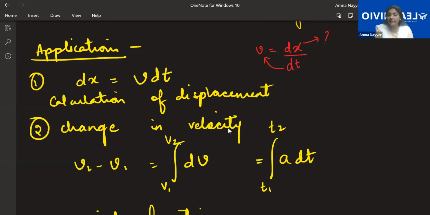Next is the change in velocity. Again, acceleration is what? Acceleration is dv over dt, meaning you are differentiating velocity with respect to time. So if you want the acceleration, you can differentiate. But if you want the velocity, you can simply integrate. That's all the applications that will be used, and there are many more; its applications are endless.